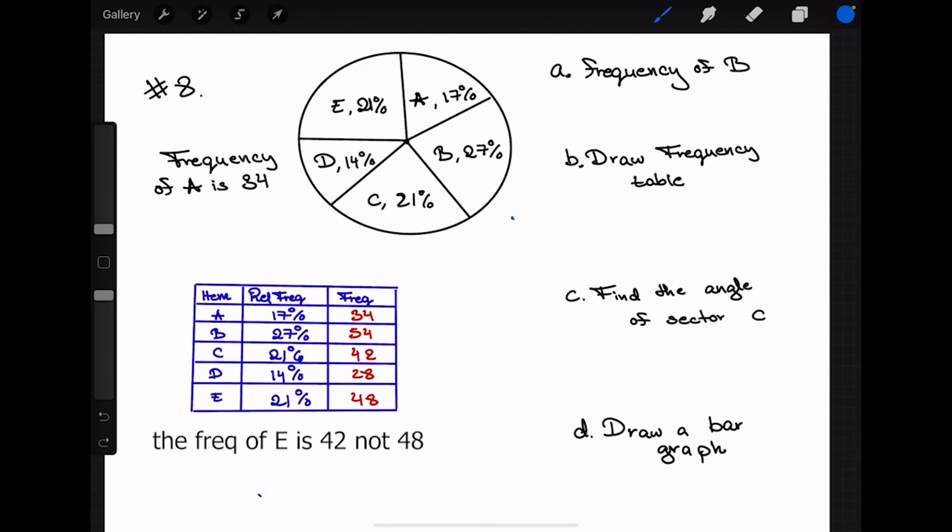Part A asks you for the frequency of B. You honestly have to just proportion it, essentially. So let's take the frequency of B to be X, and that's divided by its percentage, so 27. Let's equal it to the frequency of A, which is 34, divided by A's percentage, 17. And if you were to calculate this, you'd get X to be 54.